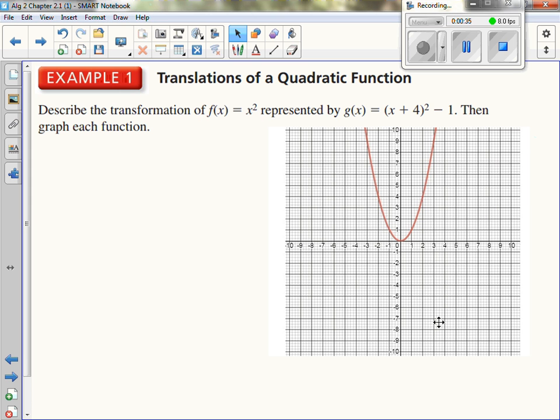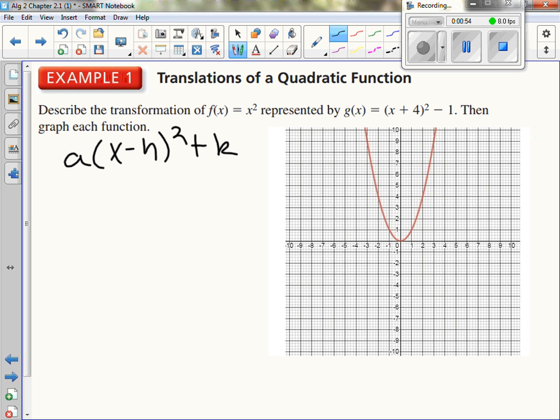So here, we talked about this the other day. Describe the transformation from x squared, represented by (x plus 4) squared minus 1. We have this here. Well, the form is parentheses x minus h, squared, plus k. So looking at this here, inside the parentheses, we have what? Plus 4, yes? We have plus 4.